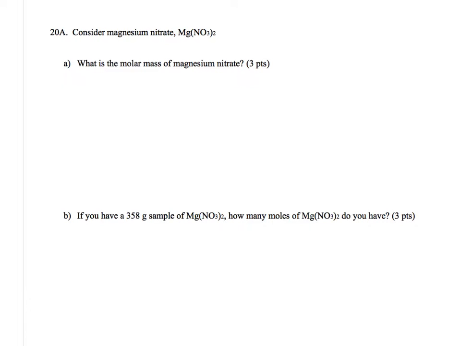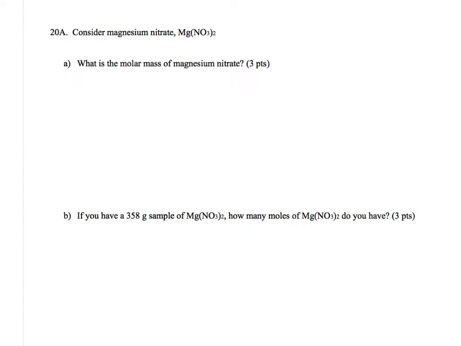Okay, so I'm going to go over question 20 from version A. If you have version B, you can zoom ahead because I'm going to go over version B separately. So this question is about a compound called magnesium nitrate. The first part of the question is, what is the molar mass of magnesium nitrate?